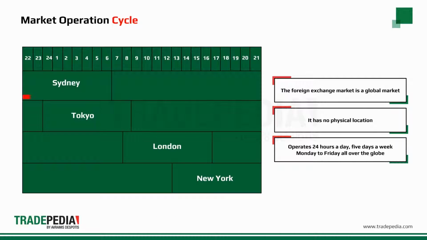Trading starts on a Sunday night at 22 GMT in Sydney. Tokyo joins Sydney 2 hours later, and by the time Tokyo closes at 9 a.m. GMT, London has already opened at 8 a.m. GMT. At 1 p.m., New York also opens, and we have both London and New York open until London closes at 4 p.m. This is the most liquid period of the day with the highest volume. When London closes, trading continues in New York until 10 p.m., when it closes, and Sydney opens, and the cycle starts again until Friday night.